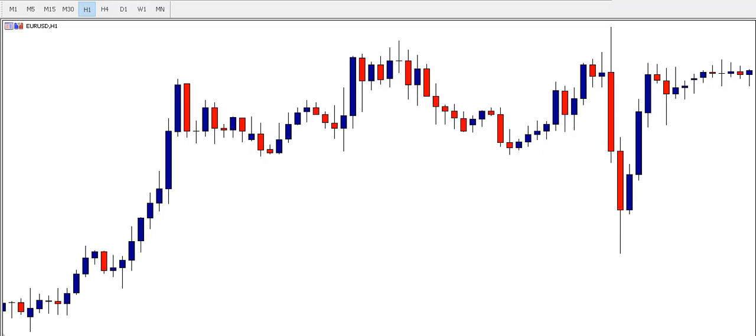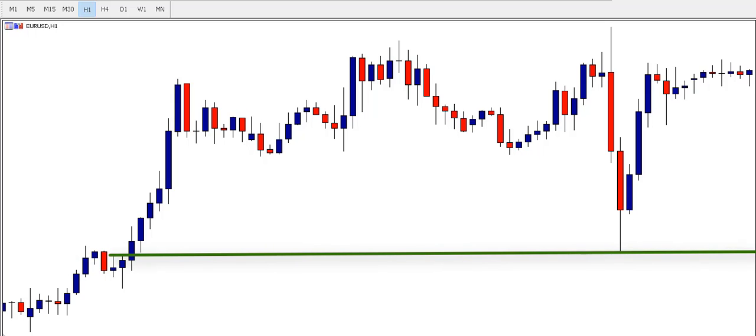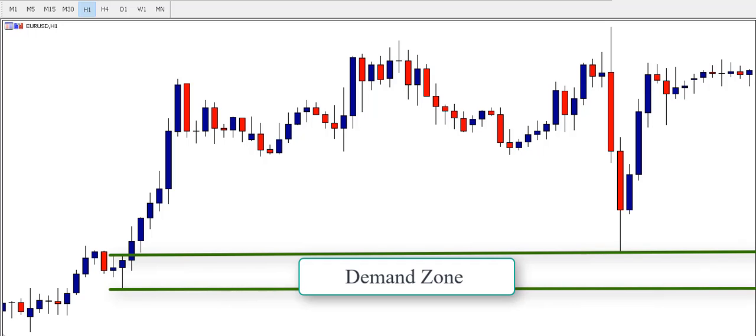This is the Euro-US dollar 1 hour chart. As you can see, this is a rally base rally demand zone. The pacing candle is this bullish pin bar. So to draw the zone, we just draw a proximal line at the upper shadows and the distal line at the lower shadows. Look at another example.